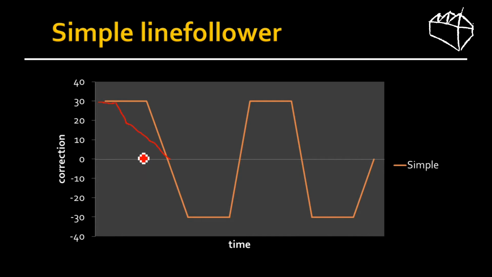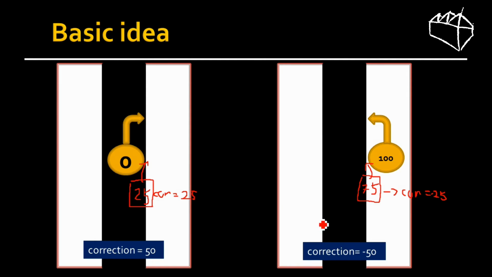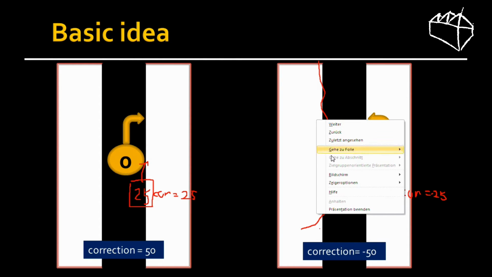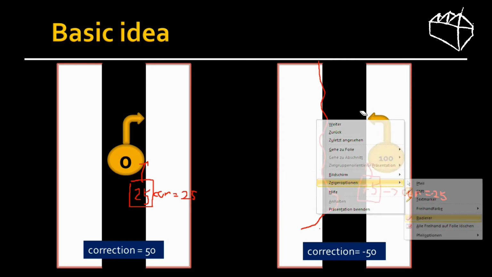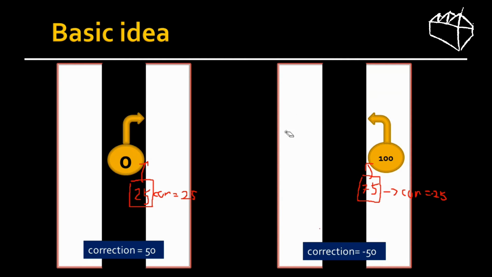So as you see, your robot will follow the line a bit smoother. It will follow it like this. First it will go hard, and then a bit smoother, and then hard again, and a bit smoother, so it will eventually follow the line better. But you can improve this even more.